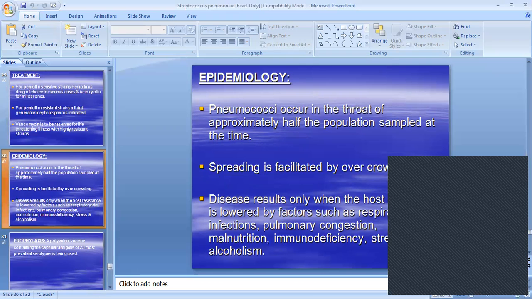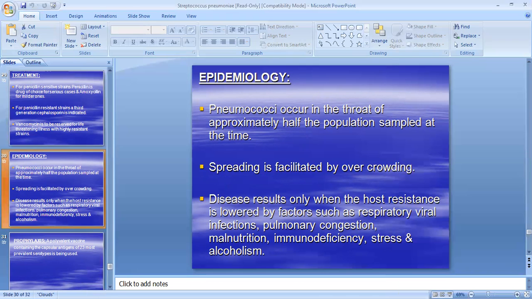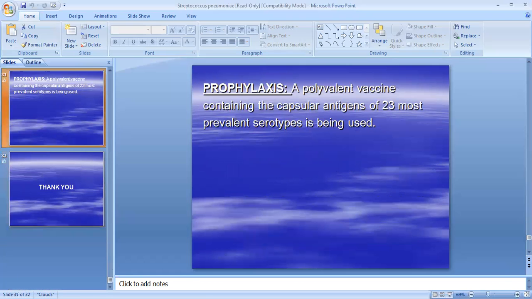In epidemiology, pneumococci occur in the throat of approximately half the population sampled at a time. Spreading is facilitated by overcrowding, and disease results only when the host resistance is lowered by factors such as respiratory viral infection, pulmonary congestion, malnutrition, immunodeficiency, stress, and alcoholism. Prophylaxis: a polyvalent vaccine containing the capsular antigens of the 23 most prevalent serotypes is being used.